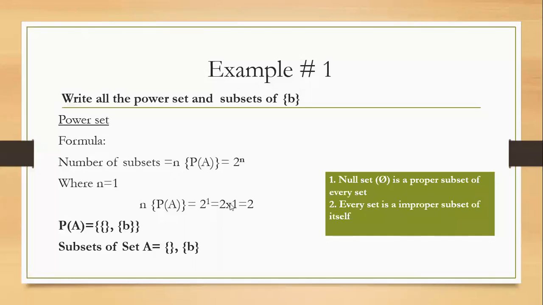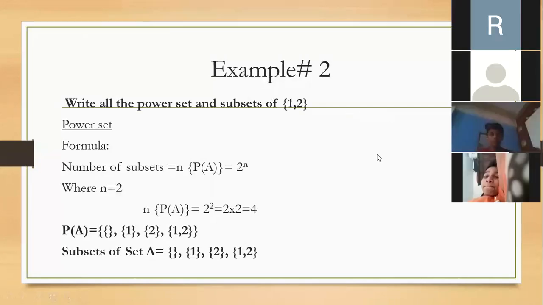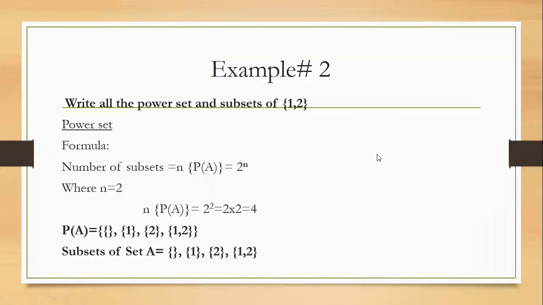Now let's consider some more examples to make your concept clear. Example number 2. Write all the power sets and subsets of {1, 2}. Stop your video and write all the power set and subsets of {1, 2}. Now here you can see, students, how many elements are there? The number of elements is 2.